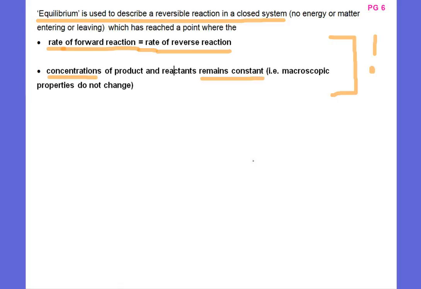So just highlighting the most important points there. Equilibrium is defined as a reversible reaction in a closed system where these two things are true, and you have to know these things. The rate of forward reaction is equal to the rate of reverse reaction, and the concentrations of products and reactants remain constant.